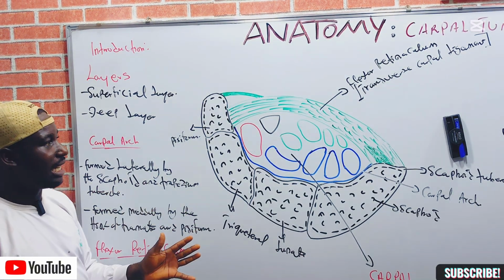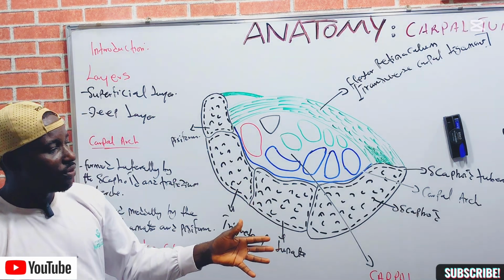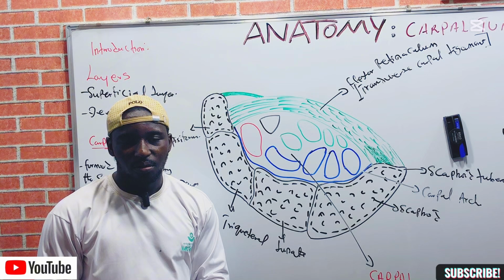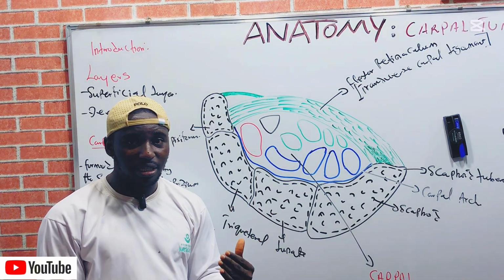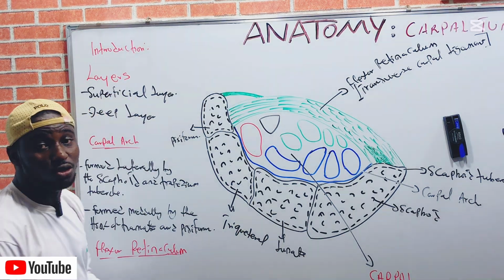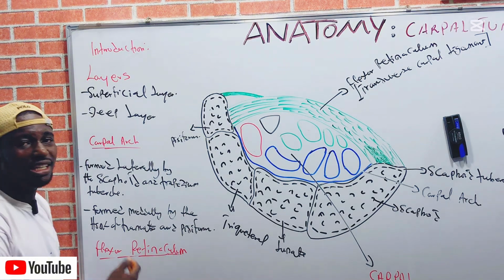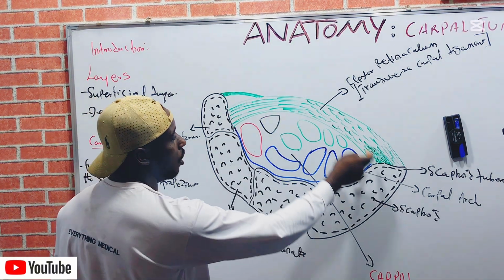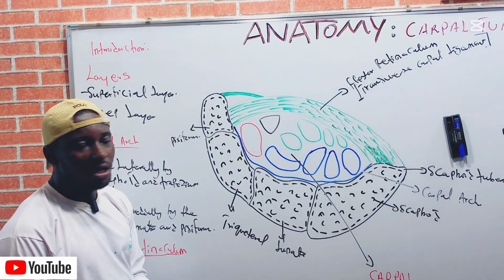So the summary is that the flexor retinaculum converts the carpal arch into a tunnel by bridging the space between the medial and lateral aspect of the arch. That is what it does. So it is a thick connective tissue that forms the roof of the carpal tunnel.